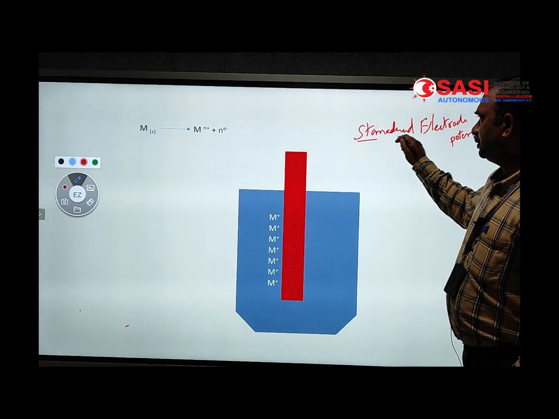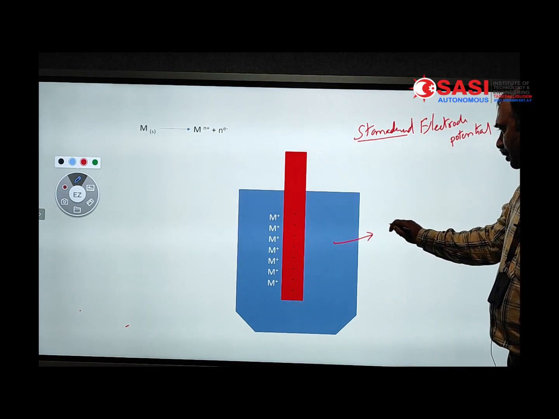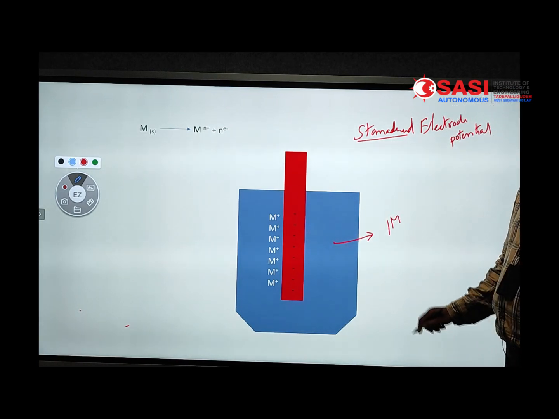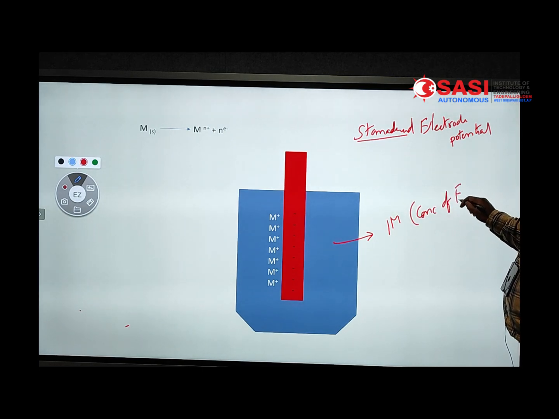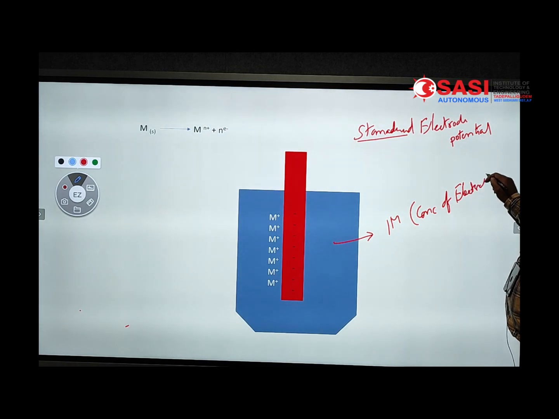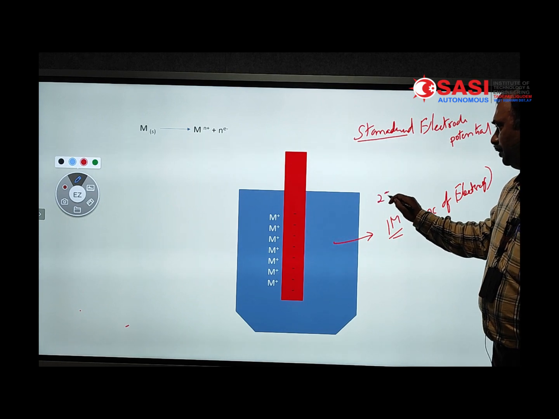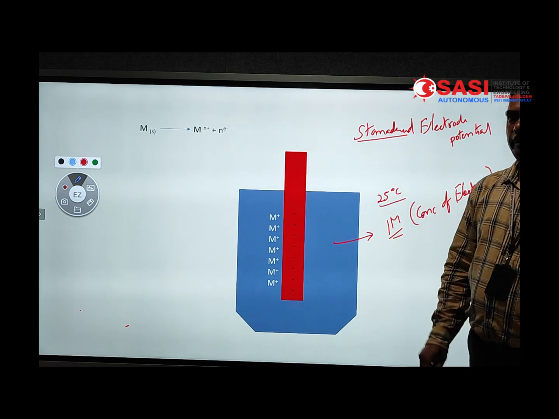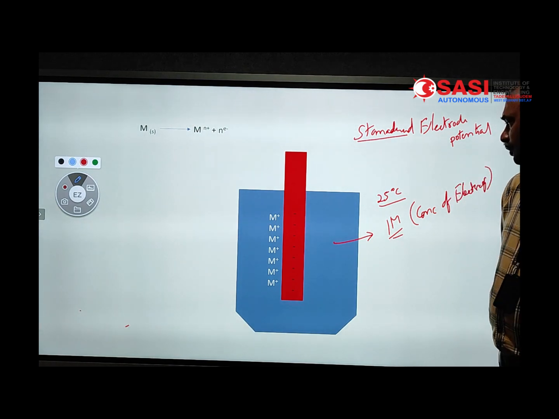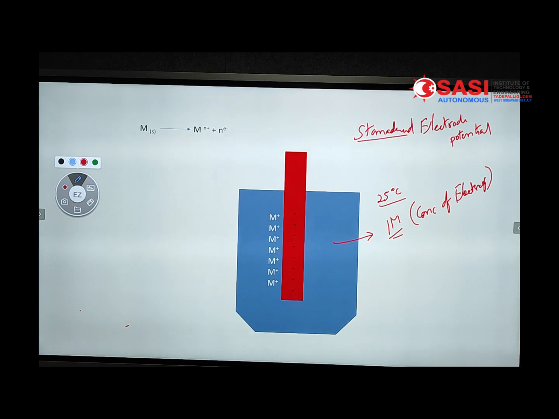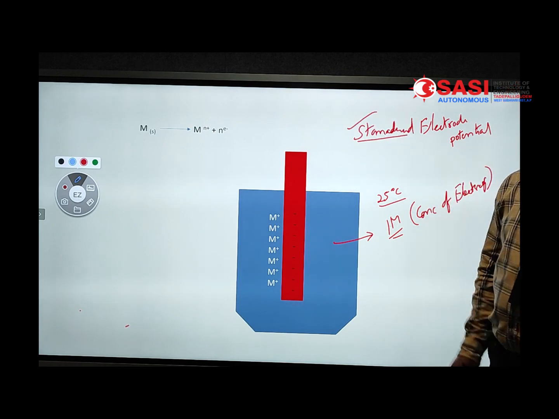As the name indicates, standard means you have to specify the conditions, such as here you should take a solution of 1 molar. What is this? This is concentration of electrolytic solution. It should be 1 molar, and temperature should be 25 degrees centigrade. If you are measuring the electrode potential at 25 degrees temperature and 1 molar solution, you are taking the salt solution, the potential developed at these conditions is called standard electrode potential.